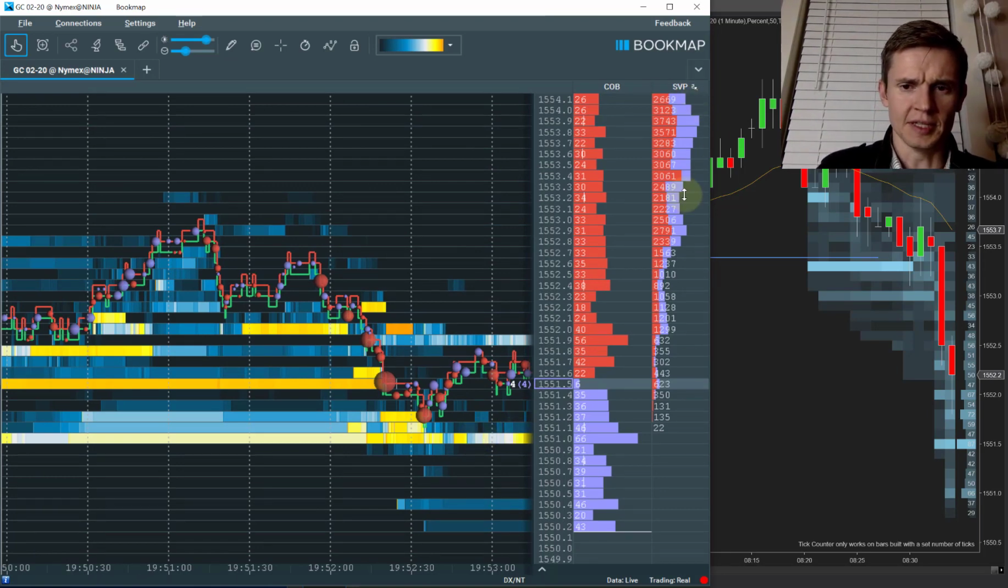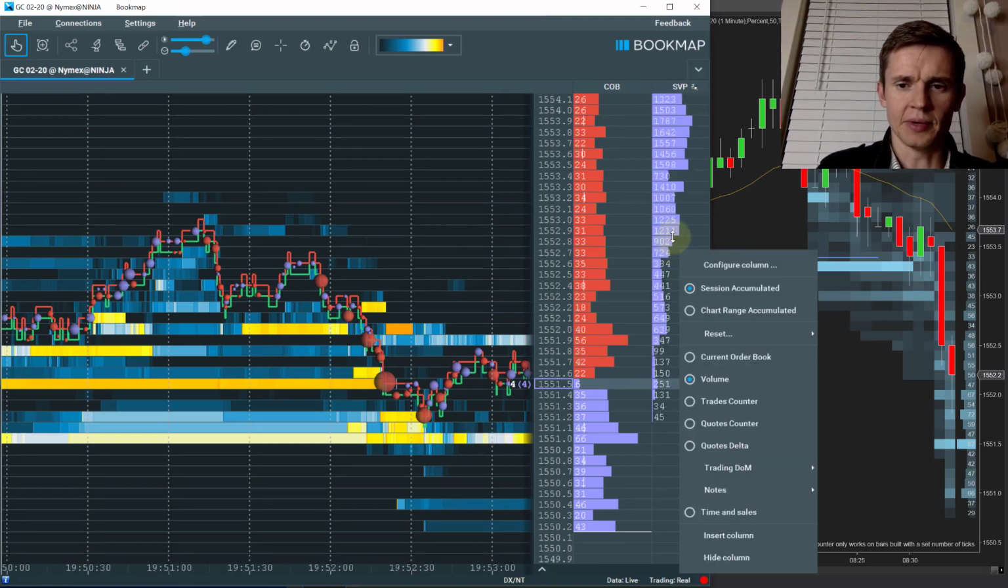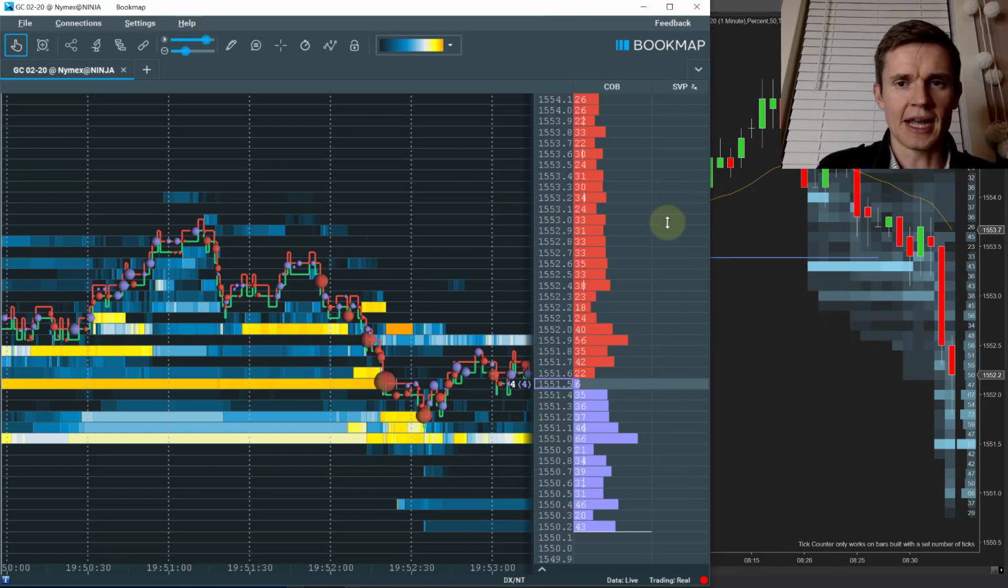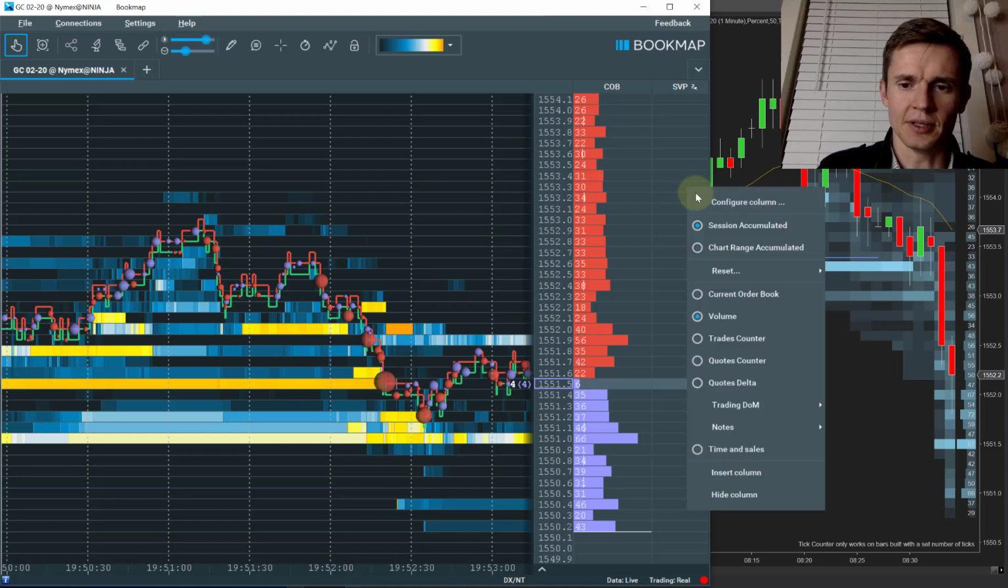Over here is the volume that's executed. You can have that reset at any point in time. So reset it now and it'll start recounting again. There's all sorts of different options.